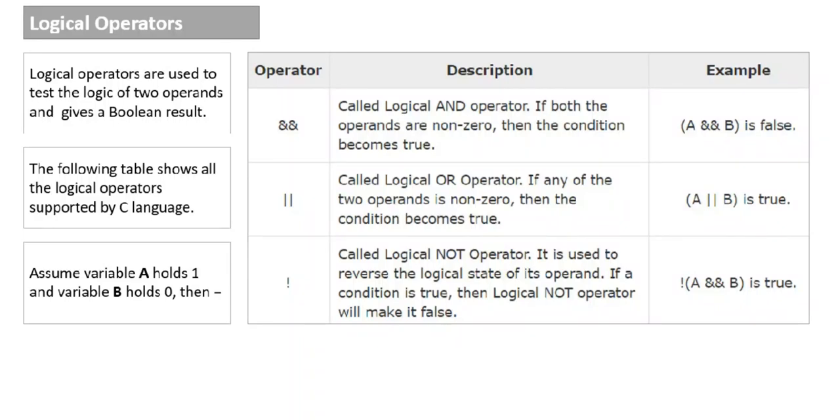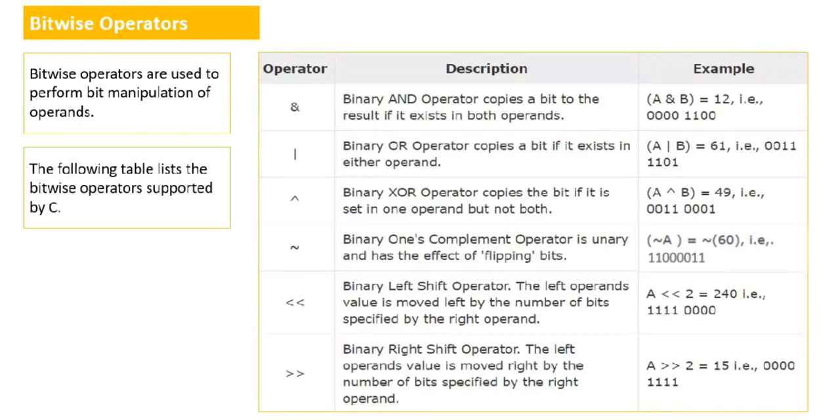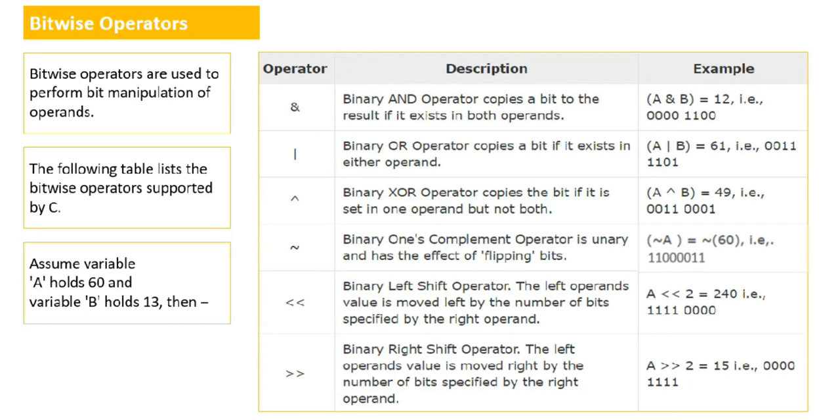Now this and, or, and not operator are basically the logic gates that we have studied in physics. So for the logical operation performed by the gates, we have operators called logical operators. Next is bitwise operators. Bitwise operators are used to perform bit manipulation of operands. The following table lists the bitwise operators supported by C. Assume variable A holds 60 and B holds 13.